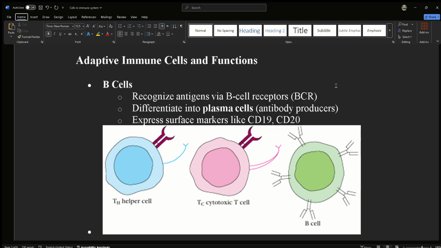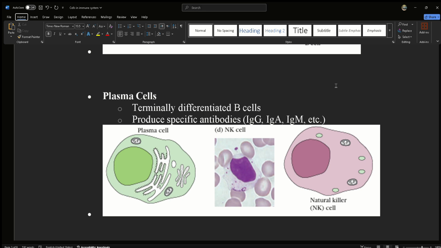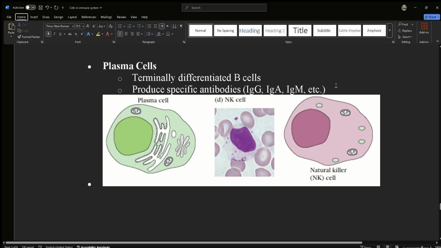So B cells recognize antigen via B cell receptors or antibodies and will produce plasma cells. These plasma cells are terminally differentiated B cells and produce specific antibodies, that is IgG, IgA, IgM, IgE and IgD. So IgG1, IgG2, IgG3. Here you can see that these plasma cells are not expressing the antibodies at the surface of the cell, but they are secreting the antibodies, and they have this large nucleus.